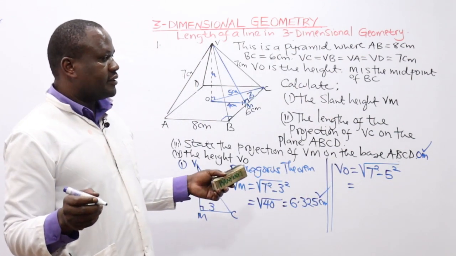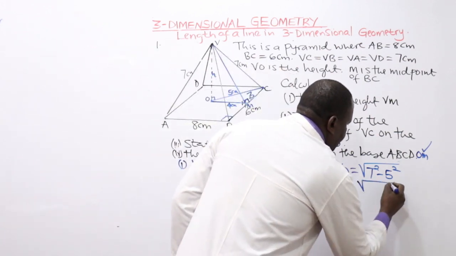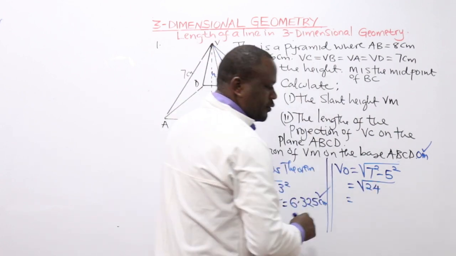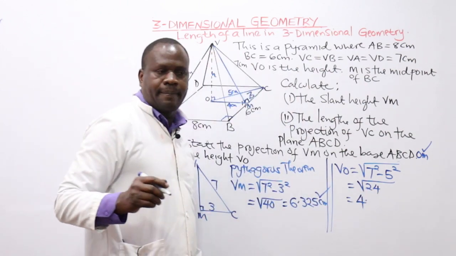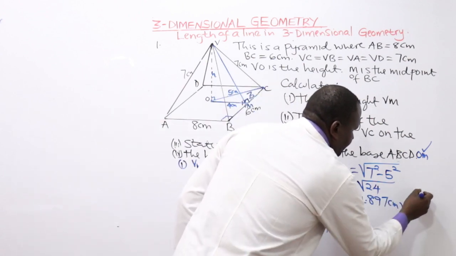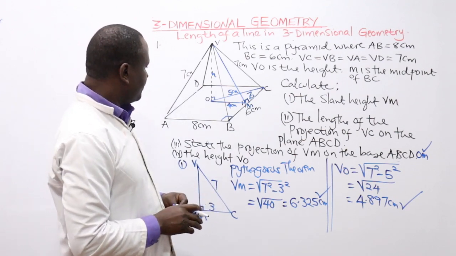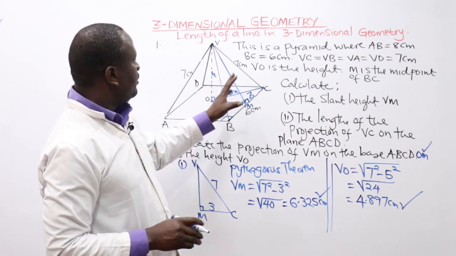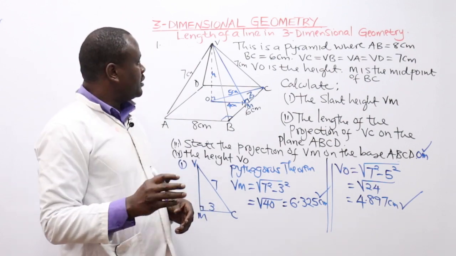Now, 49 minus 25, you get 24. So, if you use your calculator, you get 4.897 centimeters. So that's how we get the length of sides in 3-dimensional geometry. So Pythagoras theorem is very, very important. And let's consider another example.